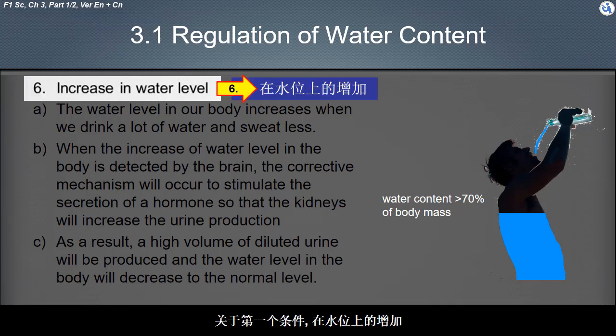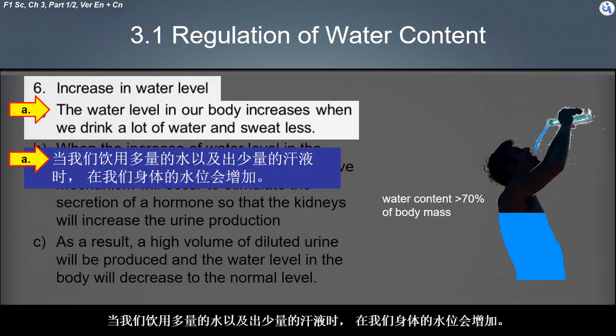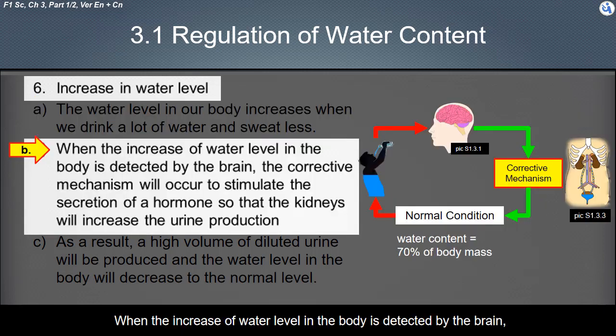The water level in our body increases when we drink a lot of water and sweat less. When the increase of water level in the body is detected by the brain, the corrective mechanism will occur to stimulate the secretion of a hormone. So that, the kidneys will increase the urine production.